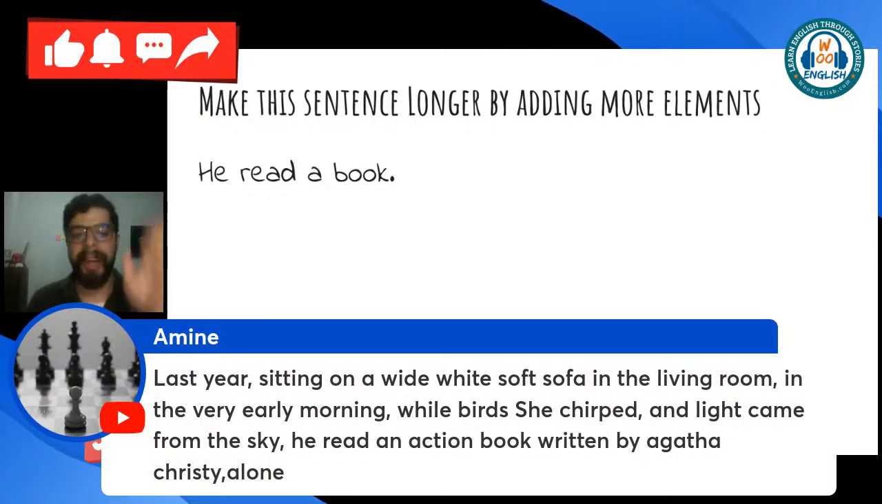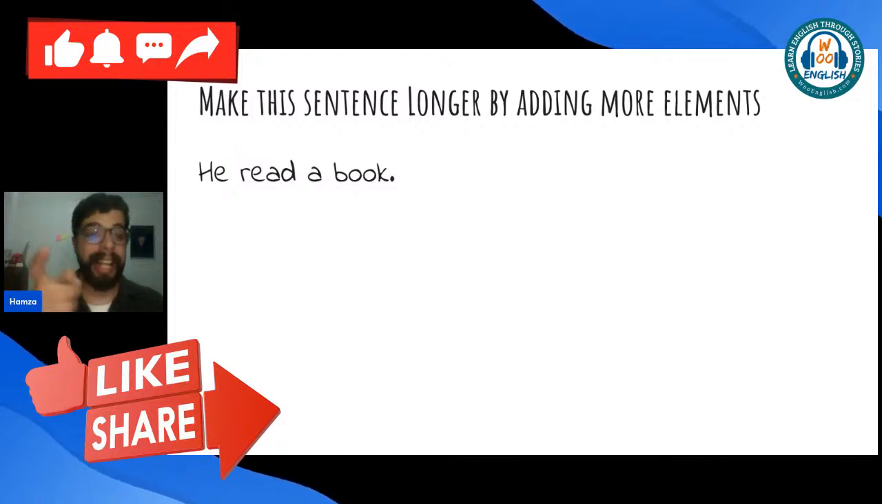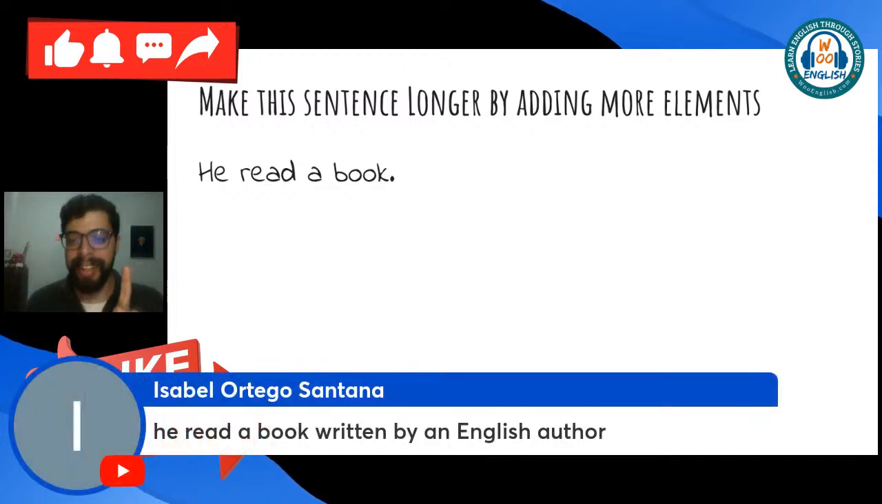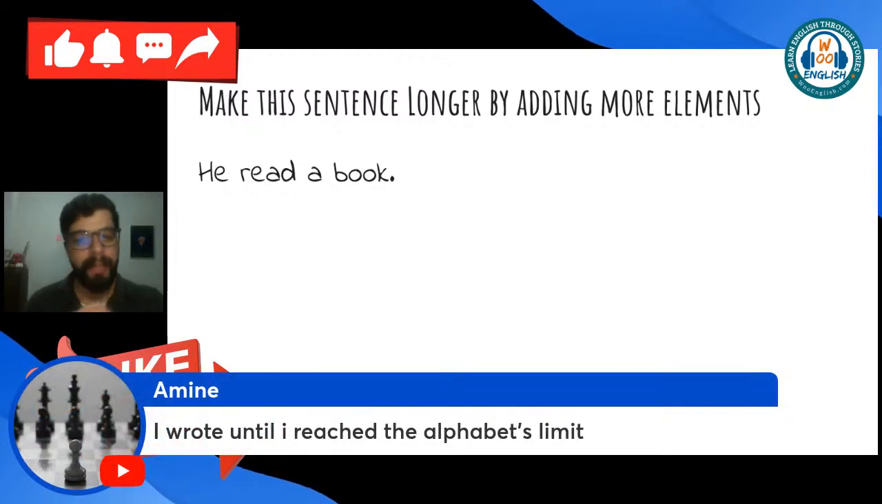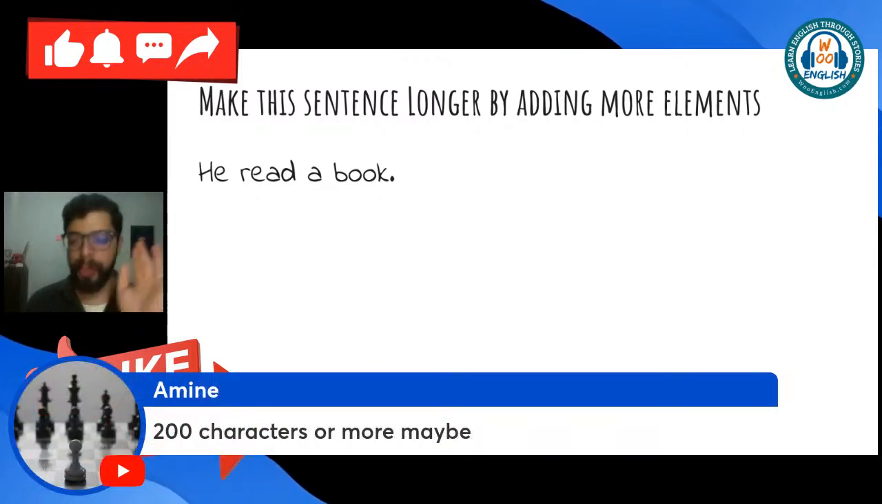He already wrote like four lines. That's well done. So far, I have Amin, number one. Amin wrote the longest sentence. Isabel wrote a beautifully constructed sentence. Ahsanol, well written. Okay, so the chat is only 200 characters. So you reached the limit. So all right, you win. I'm just giving it a try.